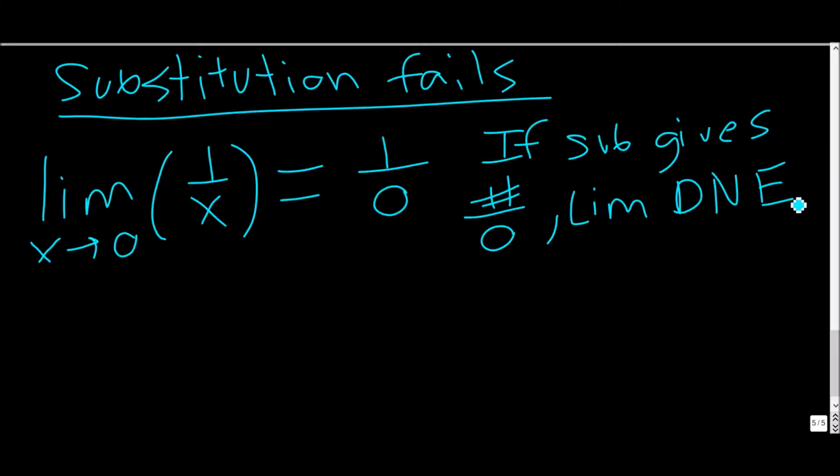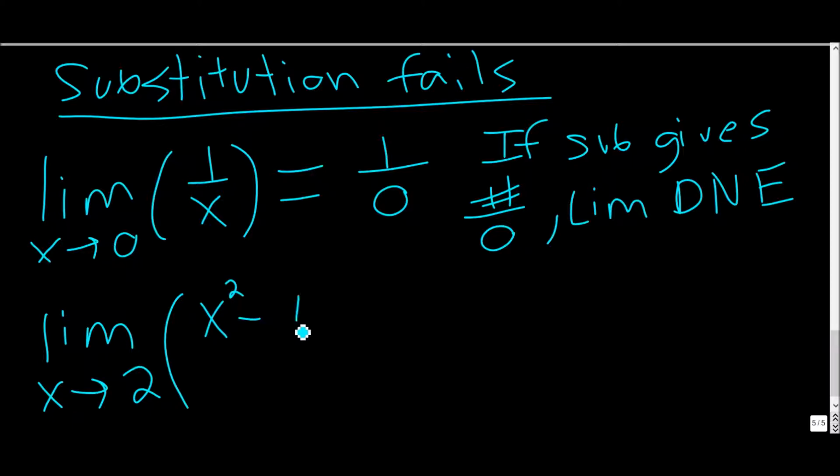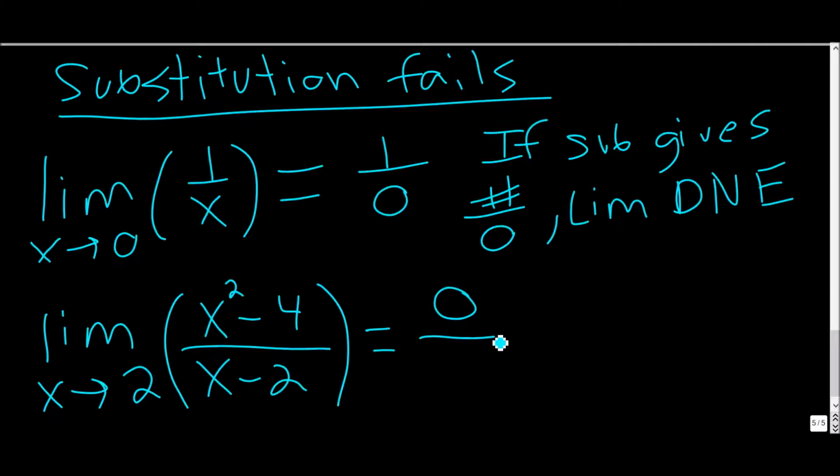Now, we could also have a situation where we have something wrong with both. Okay? So let's say we have the limit as x approaches 2 of x squared minus 4 over x minus 2. Well, what happens when we plug this in? We plug in 2, we get 4 minus 4 on top, which is 0, and on the bottom we get 2 minus 2, which is also 0. So this means more work.